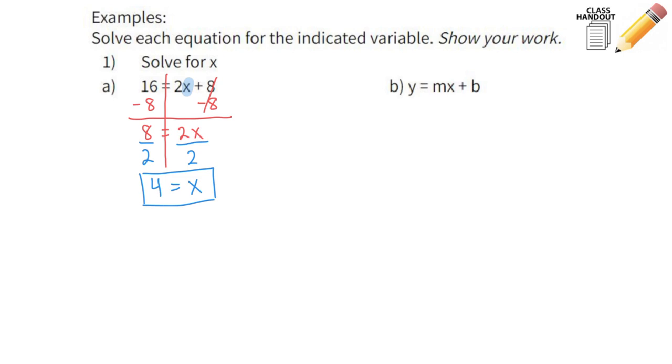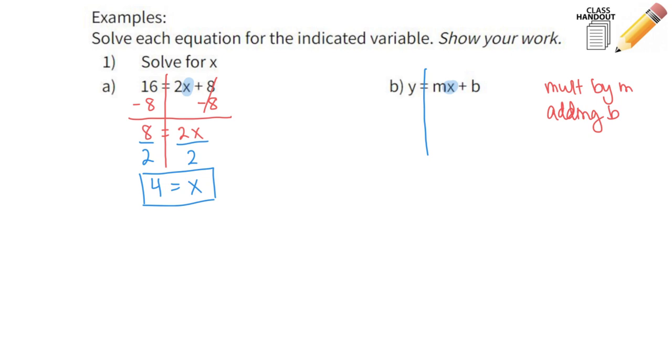So the second equation, part B, is a literal equation. It's, in fact, the equation for a line because all the terms are letters. We're still going to solve for x. But if we notice, the same thing is happening to x. It's being multiplied by something, in this case m, and then we're adding b. So to solve for x, we have to undo those things.